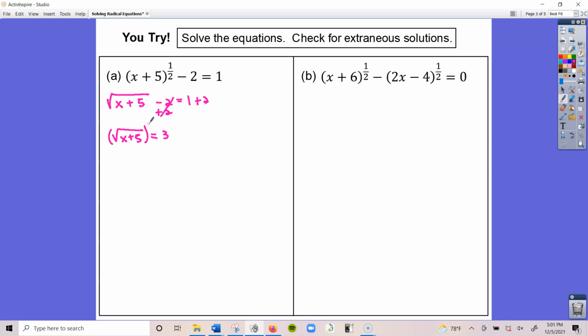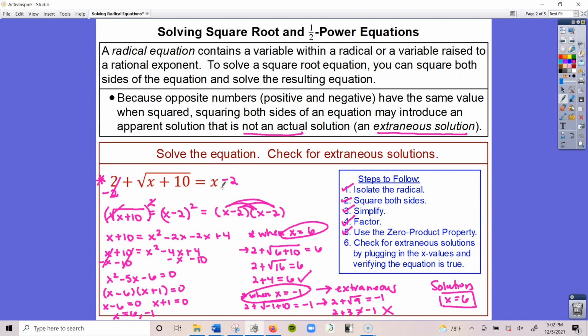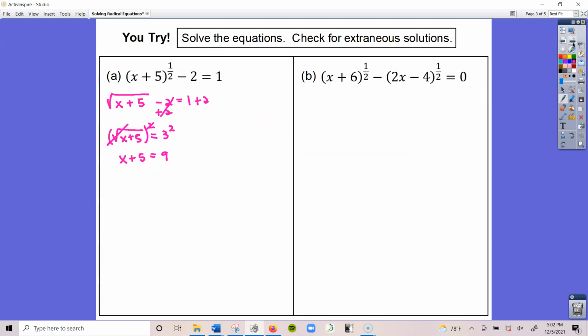Next, we're going to square both sides. So the square root is going to cancel with this exponent, and I get x plus 5 is equal to 3 squared, which is 9. Here I didn't have to FOIL like I did in this previous example, because here, instead of just a number being squared, I had x minus 2, a binomial that was being squared. Next, I would subtract the 5 to finish solving for x, and I get that x is equal to 4.